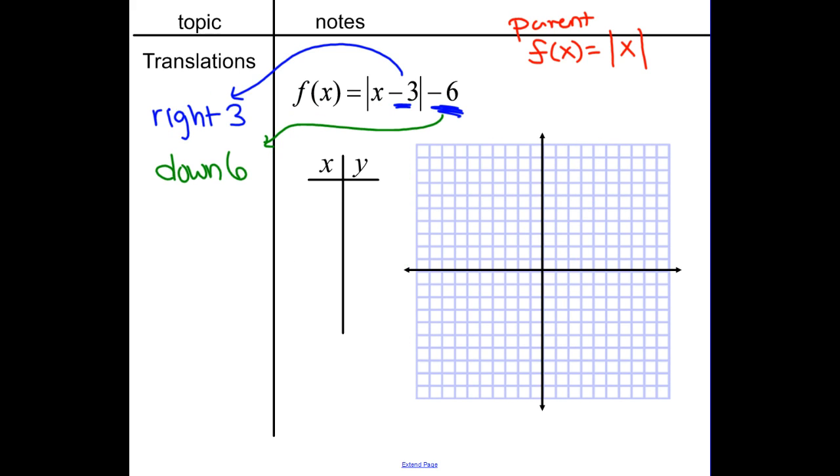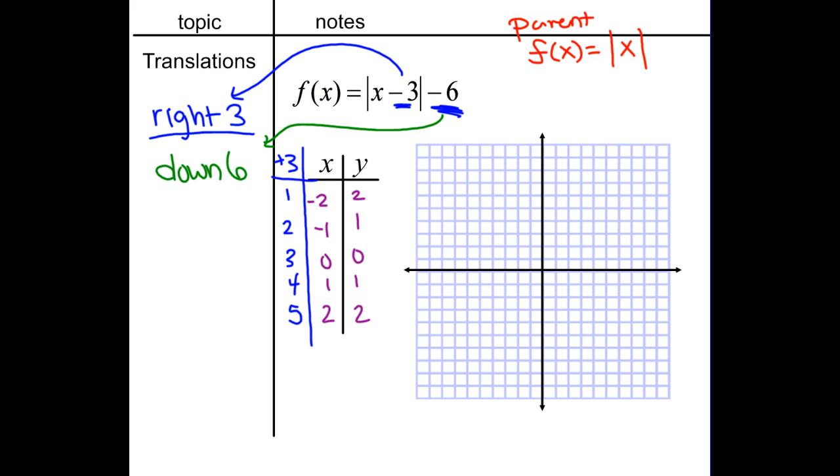All right, so let's do another one. So the absolute value of x minus 3 minus 6. Well, let's think about our absolute value numbers that we plug in all the time. Remembering those are the numbers that we actually plug in every single time, let's think about how we're going to change them. Since we're moving to the right 3, that's going to change our x's, because our x's move left or right. So we're going to add 3 to each of my x values. So we're going to get 1, 2, 3, 4, 5.